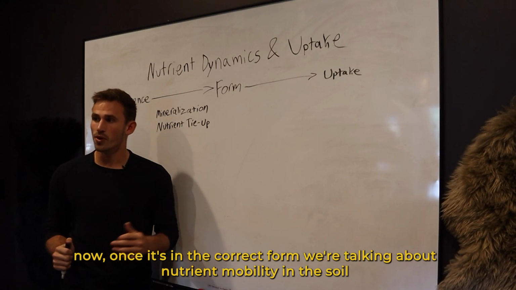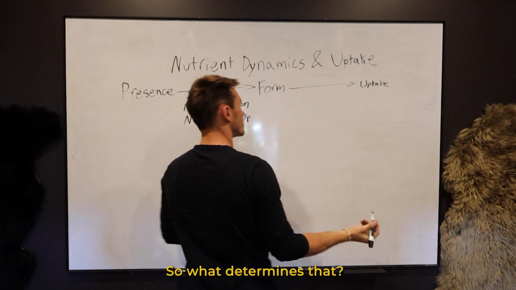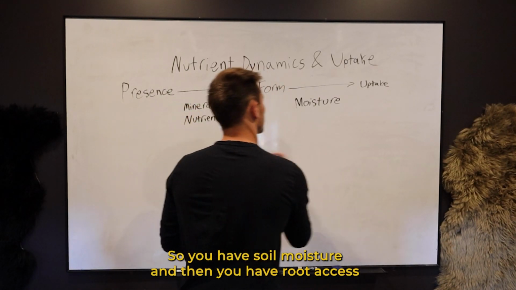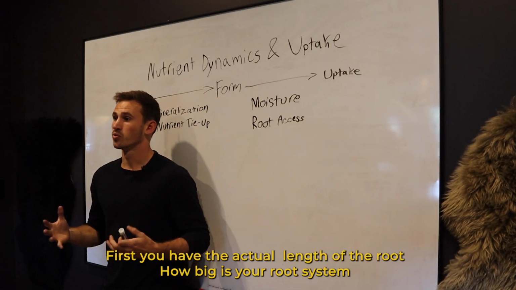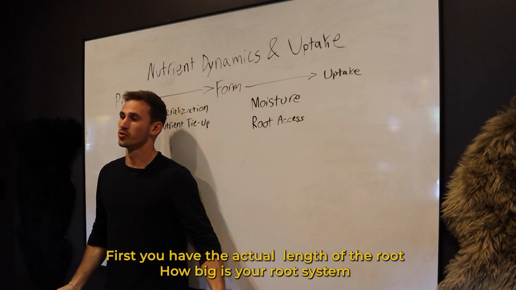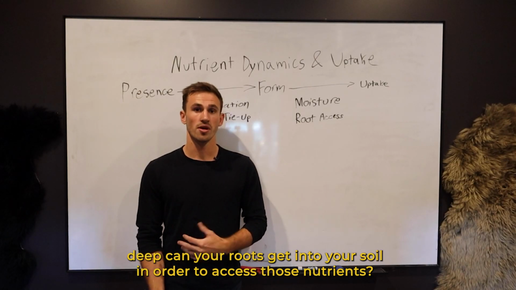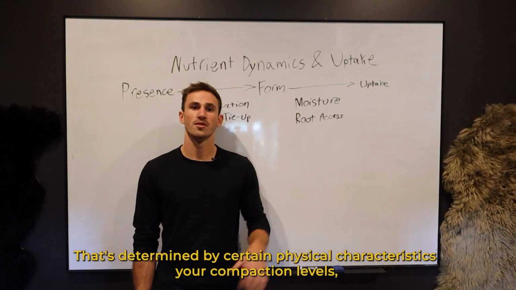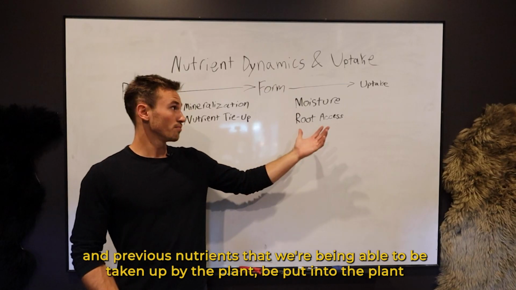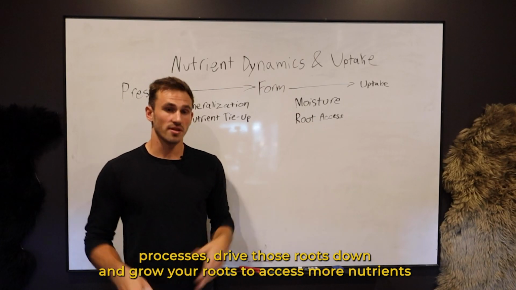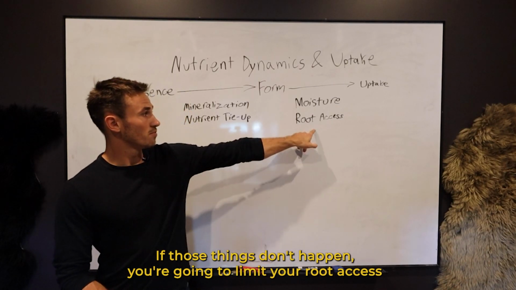Now, once it's in the correct form, right, we're talking about nutrient mobility in the soil. So what determines that? You have soil moisture, and then you have root access. Root access is going to be a couple pieces, right? First, you have the actual length of the root. How big is your root system? How deep can your roots get into your soil in order to access those nutrients? That's determined by certain physical characteristics like your compaction levels and previous nutrients that were able to be taken up by the plant, put into the plant processes, drive those roots down and grow your roots to access more nutrients. If those things don't happen, you're going to limit your root access.